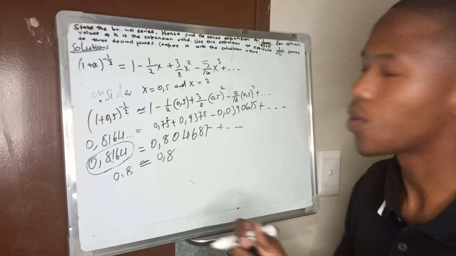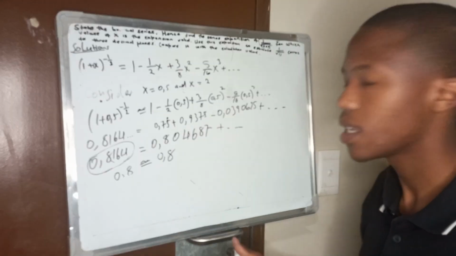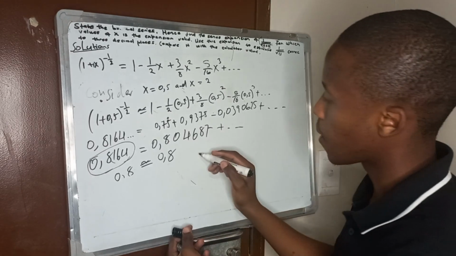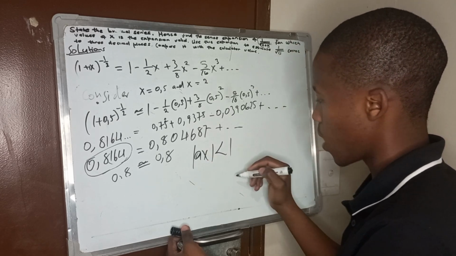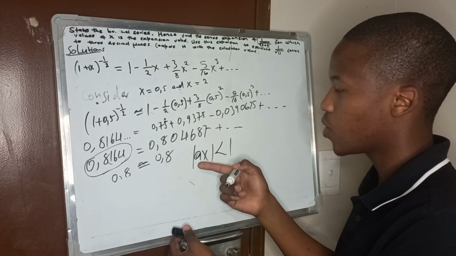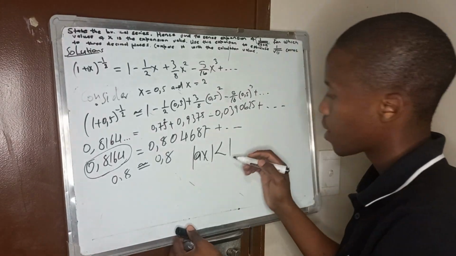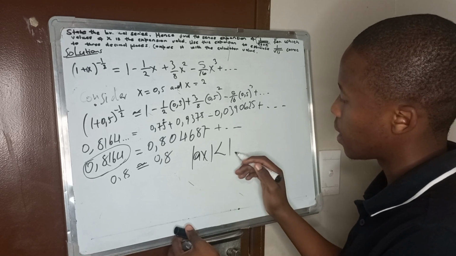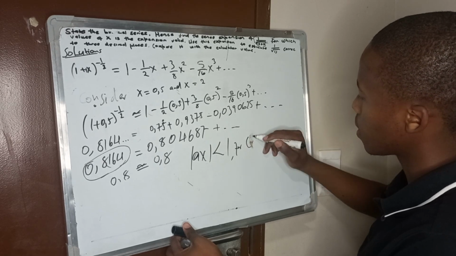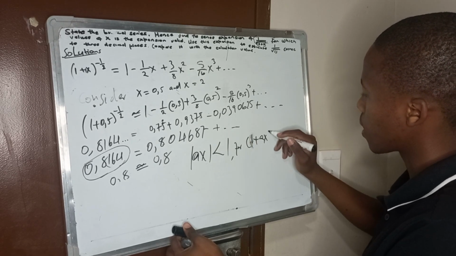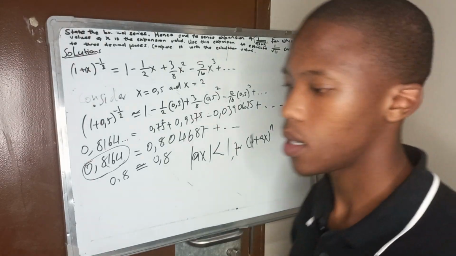Good people. So remember that if we find the values of x for which the expansion is valid, use this formula: the absolute value of ax should be less than 1, when you have something like (1 plus ax) to the power n. Okay, good people, thank you very much.